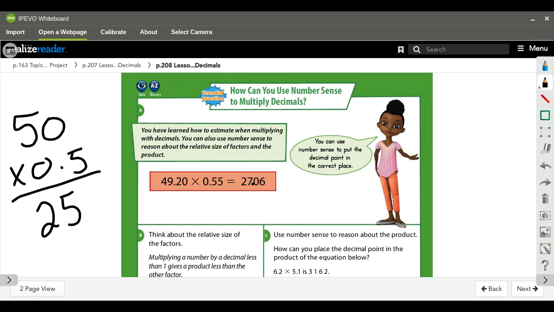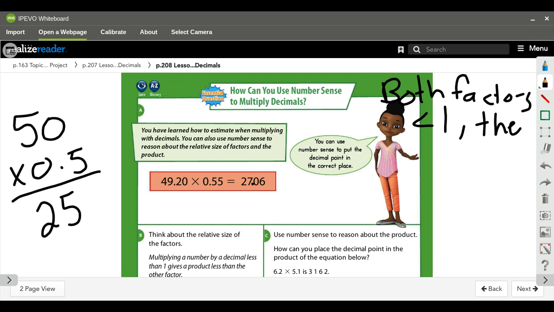Okay. Now, I mentioned on the previous page that when both factors are less than 1, then the product is going to be less than 1. There's another thing that you need to think about here. So it's this box B where it says multiplying a number by a decimal less than 1 gives a product less than the other factor. So let's talk about what this means.